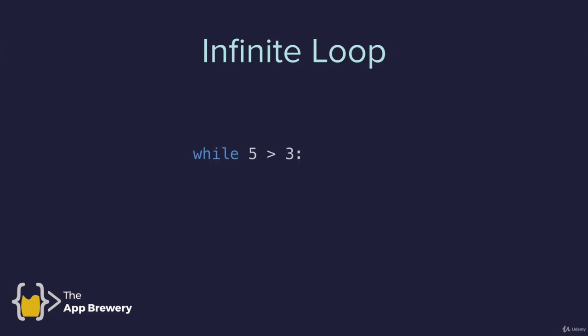Because let's say that our while loop tested while 5 is greater than 3, then carry out these 3 lines of code. Well, 5 is always going to be larger than 3 until the end of time. And so that means your code is also going to run until the end of time, which is probably not what you want in most cases.